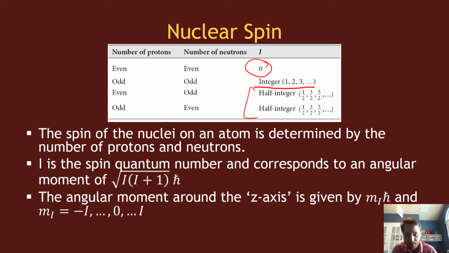And this I here is like the S that we talked about for the electron. This is the total spin. It's an angular momentum, right? Spin is a type of angular momentum, so the value is related to that. The spin energy, if you will, is like I squared over 2.